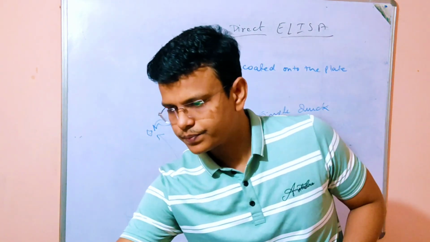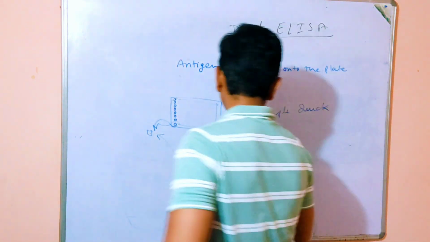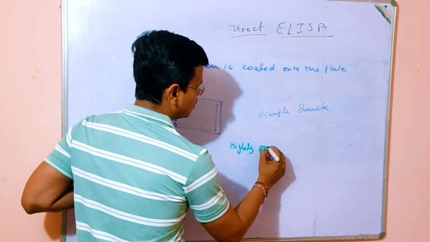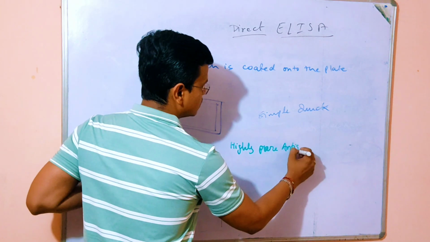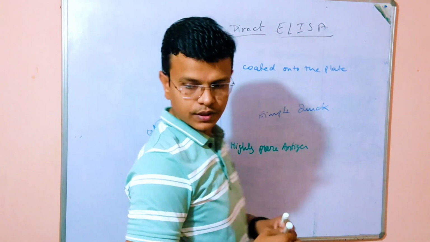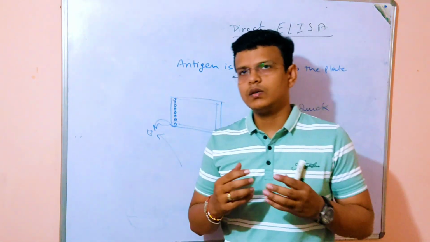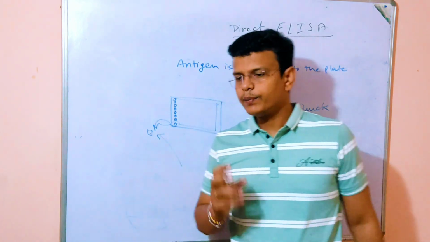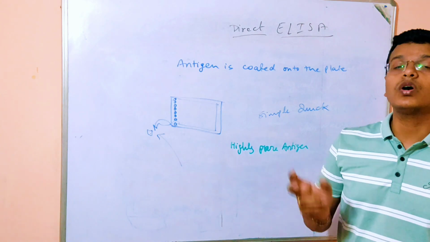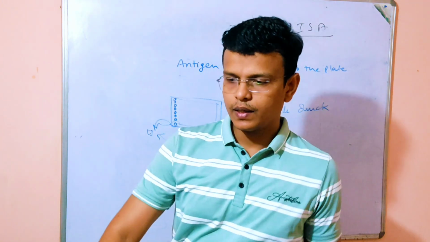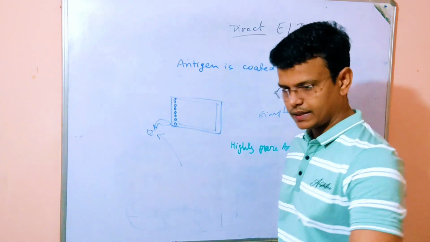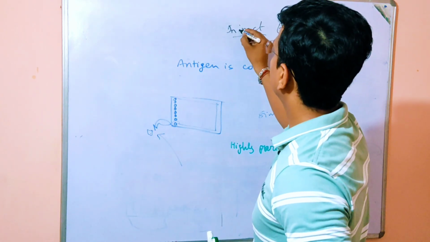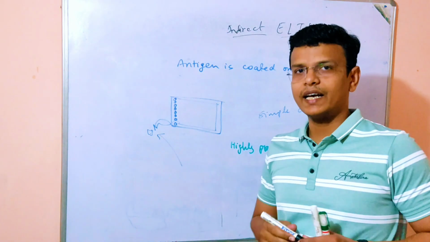Why is it used? It is used to detect highly pure antigens, such as in vaccine preparation or some medicine preparation. It is very important, and also important for toxin detection. Okay. Next is indirect ELISA. What is indirect ELISA?